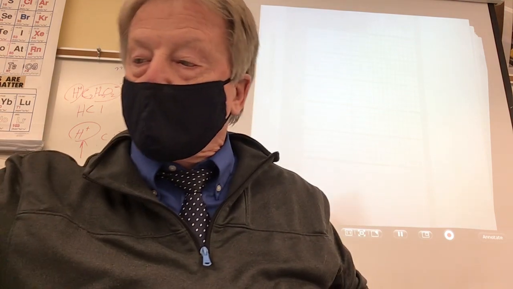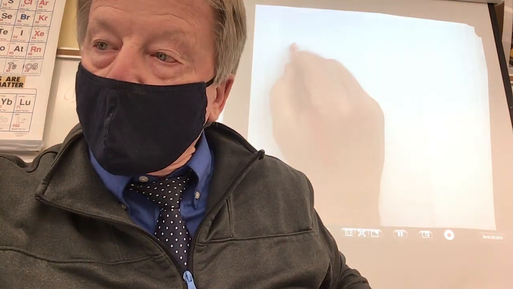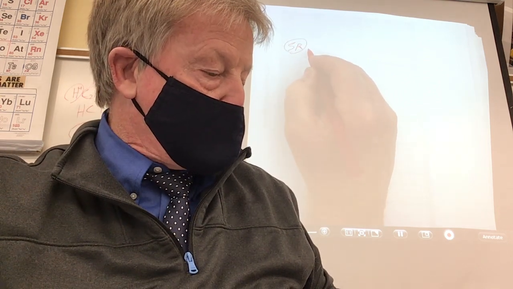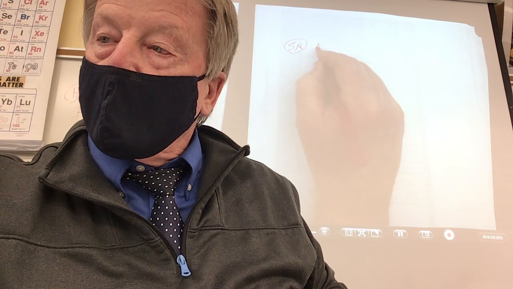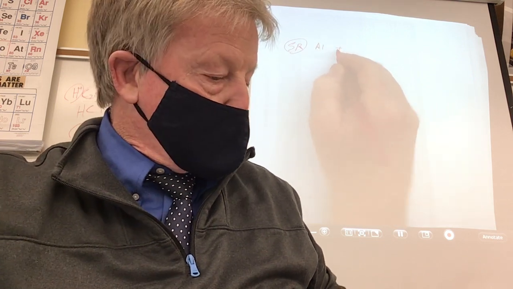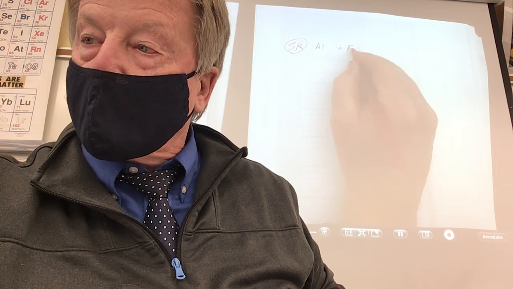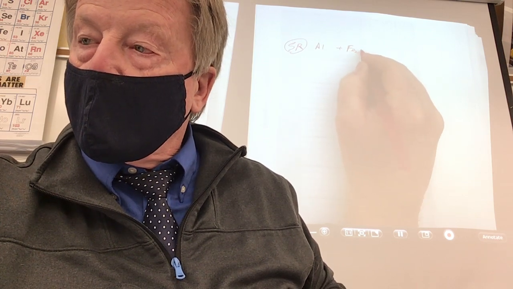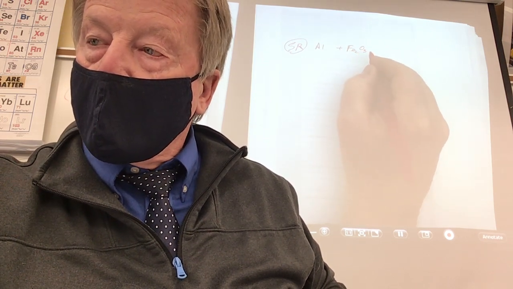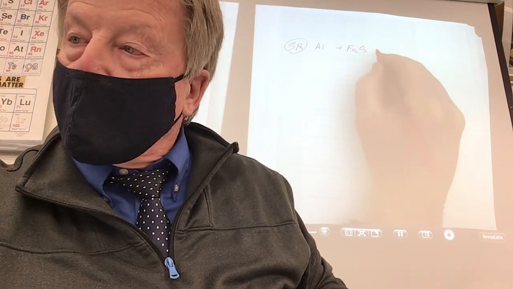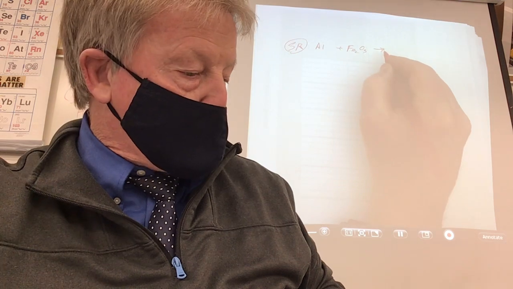Let's do it. This is a single replacement. Let's do another single replacement. That's a good one. We're going to do another single replacement reaction. And what we're going to do is aluminum. Aluminum is going to react with rust, iron 3 oxide. And it's going to be a single replacement.